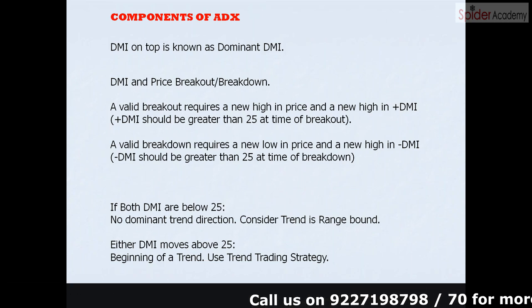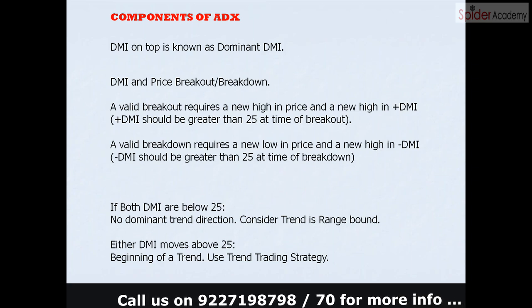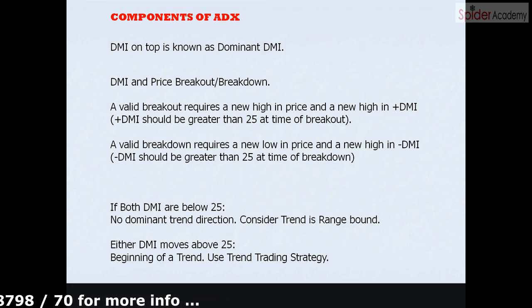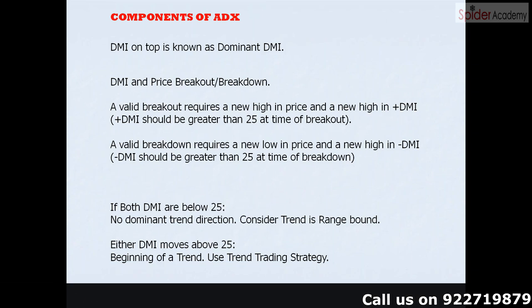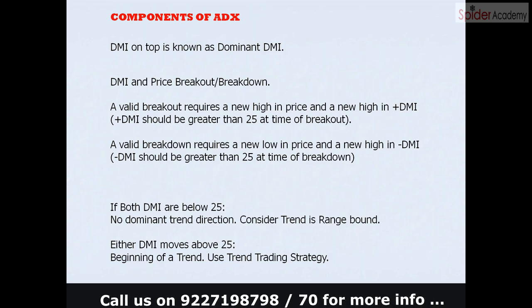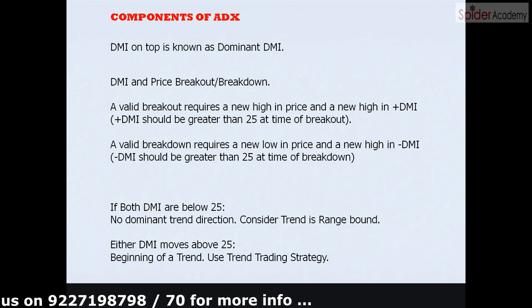Means red and green both lines are below 25. That is a sideways market, not to trade. Red is above 20, going above 25. If red is going above 25, naturally green will be going below. So it's a negative market. And if green is going above 25, naturally red will be going down and it's a positive.